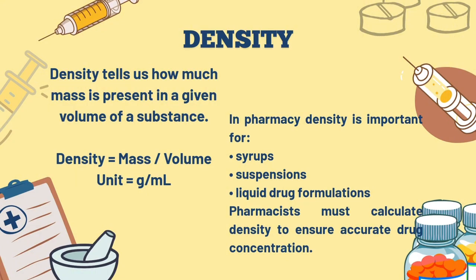Now let's discuss our first concept, which is density. Density tells us how much mass is present in a given volume of a substance. Let's take an example: we have two glasses. One contains water and the other contains sugar syrup. Both have the same volume, but the syrup feels heavier. This means syrup has higher density because it contains more mass in the same volume. In pharmacy, density is important for syrups, suspensions, and liquid drug formulations. Pharmacists must calculate density to ensure accurate drug concentrations.